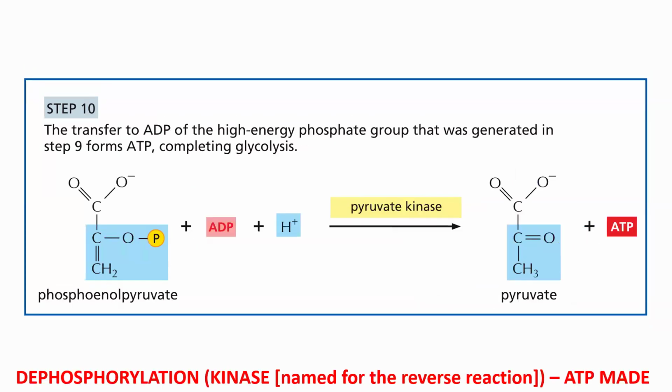And then step 10 is the last step. We just pop that phosphate off, and we use that phosphate to do another round of substrate level phosphorylation. We make ATP, and we're left with pyruvate at the end of step 10.